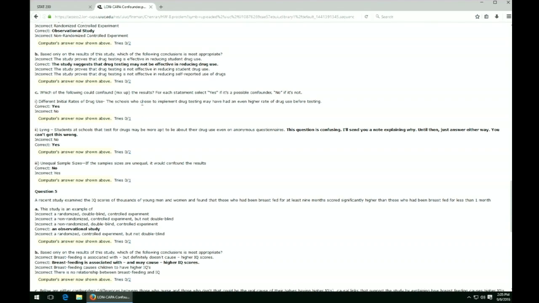That could confound something. It's a difference between the two groups that is not a result of the drug testing, but happens before. Remember, a confounder is a difference between the treatment and the control group, a systematic difference other than the treatment. It is established as a difference that occurs before the treatment that could be a possible cause of the result. So that for sure is yes.